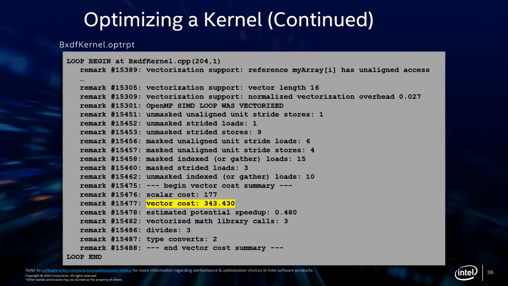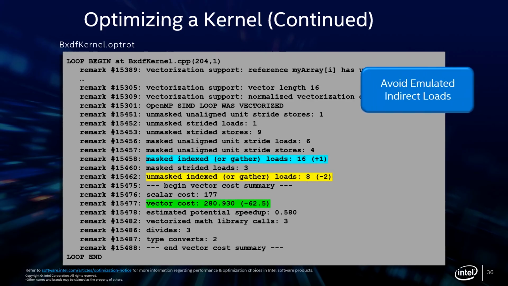Now back to optimizing our BXDF kernel. So to address the emulated loads, we can start just by switching to a 32-bit integer. That way we don't have to update all the code everywhere to use accessors, and we can see what kind of impact it has. So we see we've got one less gather, but if you look at the vector costs, we got a tremendous drop by removing all that overhead and all those emulation of the indirect loads. And that's our biggest improvement in that vector cost so far.